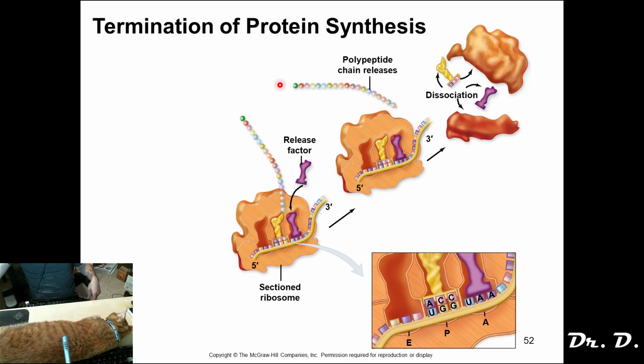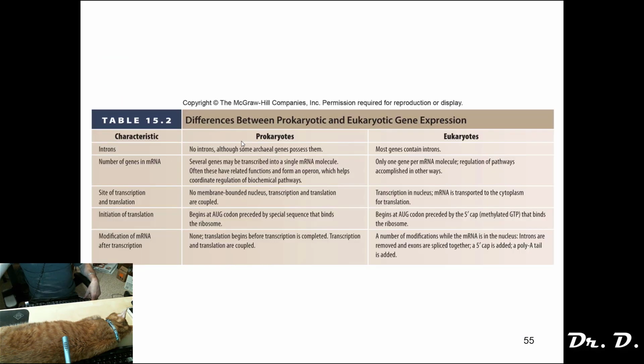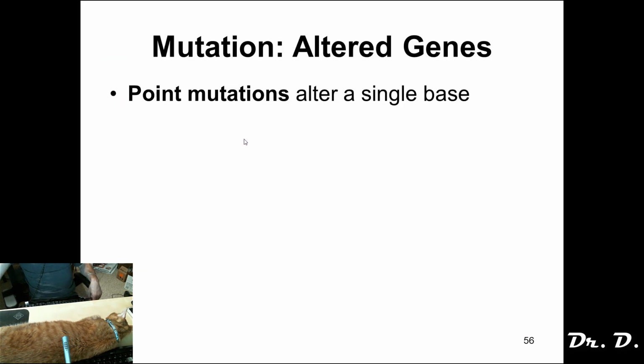The protein will float off and fold into a tertiary structure. The tRNAs are released, the release factor is released, and the large and small subunit of the ribosome also float off. All right, so again, this all has to do with the start codon and the codon table, the stop codons. These are the 3 stop codons I just talked about: UAA, UAG, UGA, and then the rest of these amino acids are coded for by different codons.